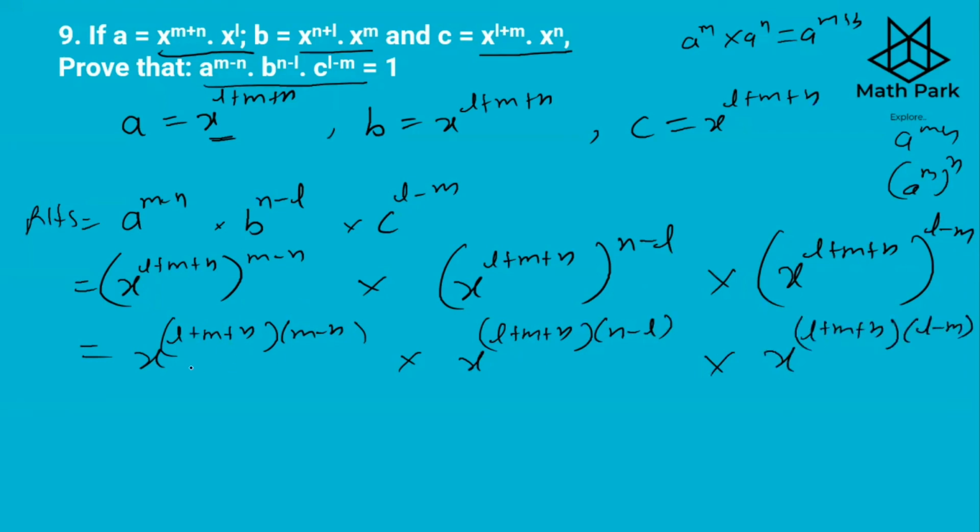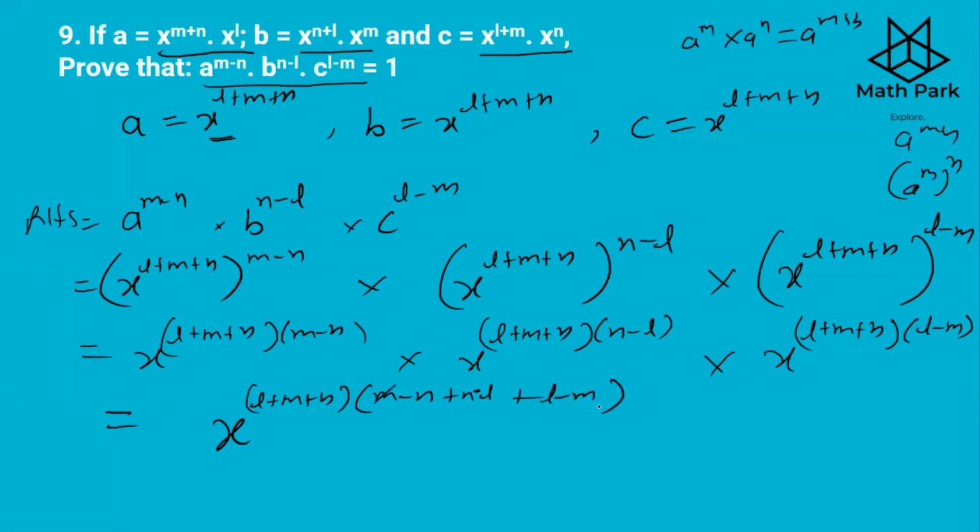Got it? Now we will be using the law a raised to m into a raised to n is equal to a raised to m plus n. So we write x once, we add all the powers. When we are adding all these powers, we can see that we can take l plus m plus n common. So l plus m plus n is there in all of these. If I take l plus m plus n from here, I'm left with m minus n. From here I'm left with plus n minus l. And from here I'm left with plus l minus m.